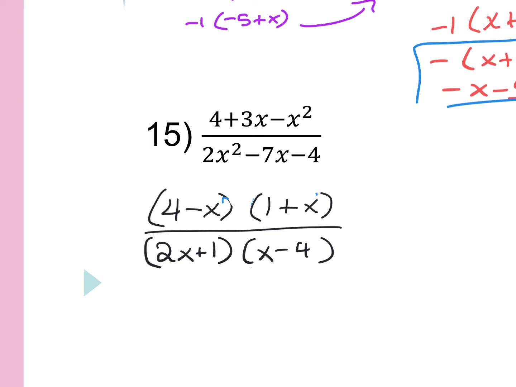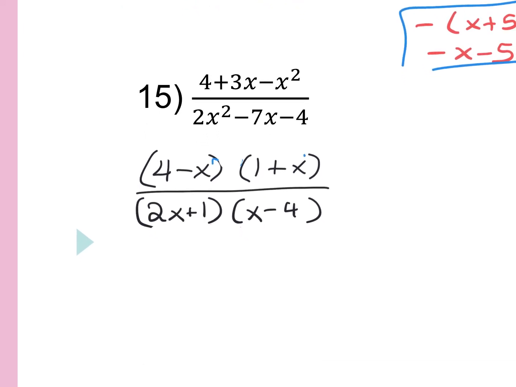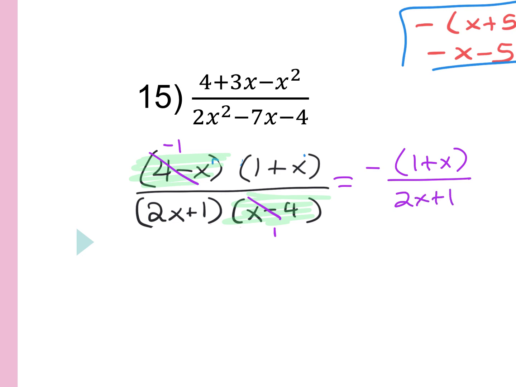So now I need to look for things to cancel. Same scenario here again. I've got both of these that look backwards. So I'm just going to factor out a 1 and a negative 1. So when I divide this, this one is left as a negative 1, positive 1, and then I'm left with negative 1 plus x over 2x plus 1.